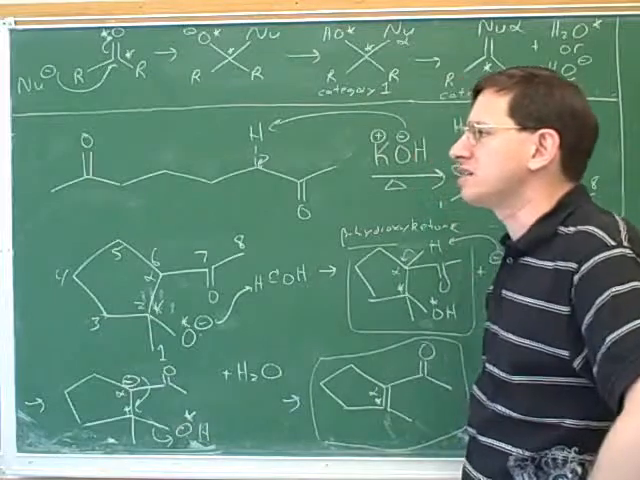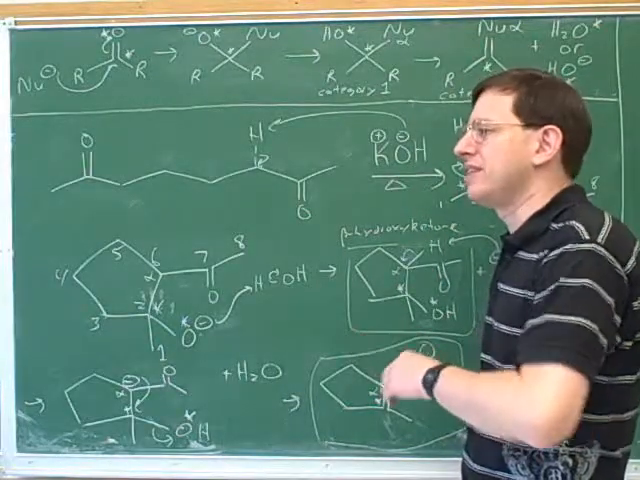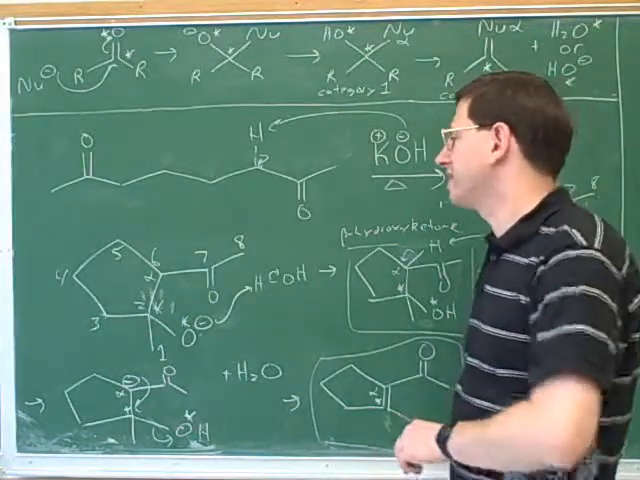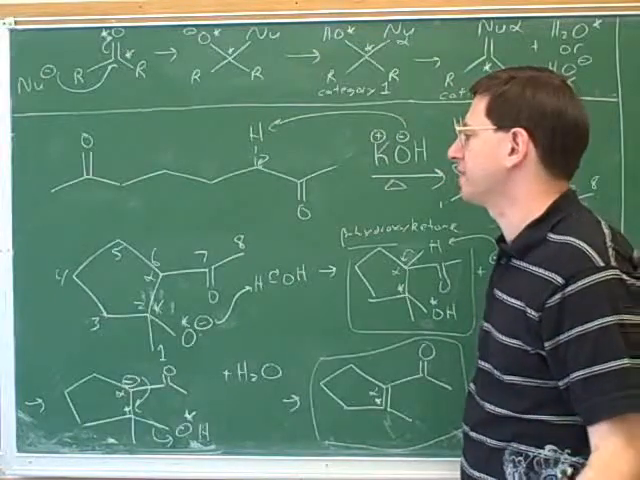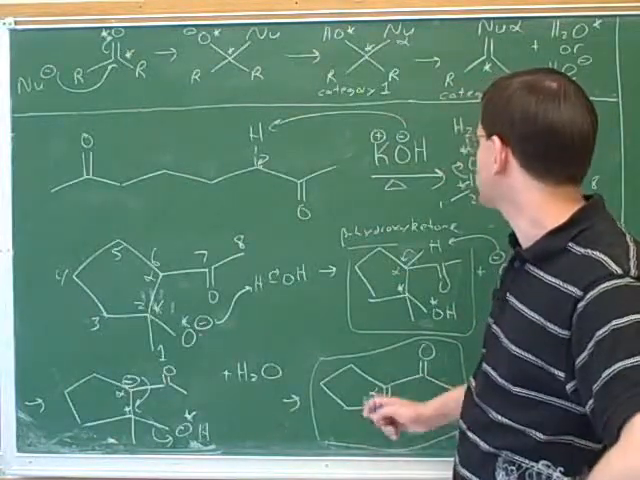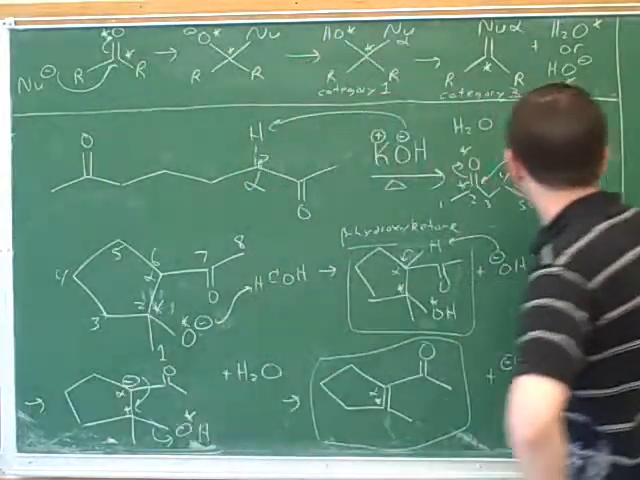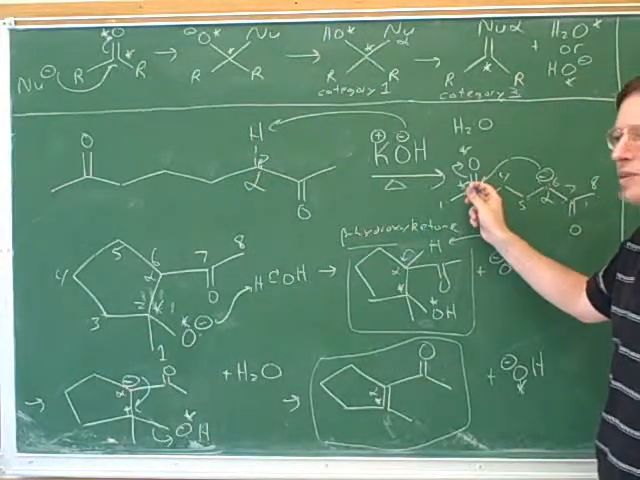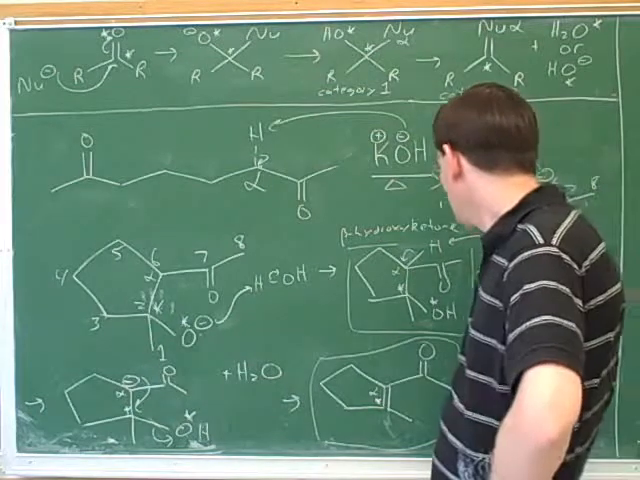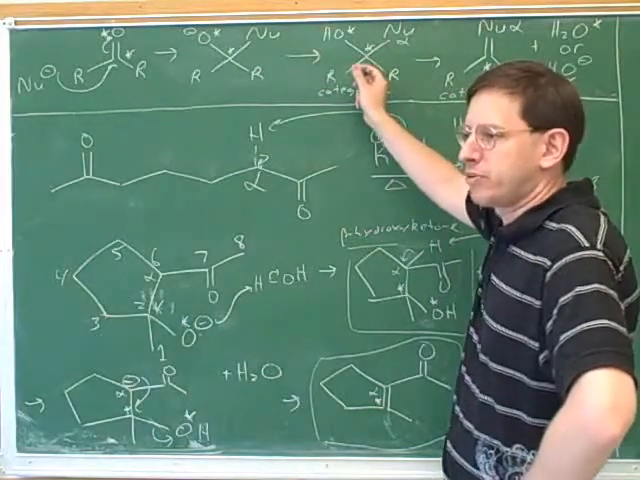So the pattern is make an enolate: deprotonate the alpha carbon, and then the alpha carbon attacks the starred carbon. Notice that that's what happened first here. We deprotonated the alpha carbon, and then the alpha carbon attacked the carbonyl carbon. And then that would give us a category 1 attack.